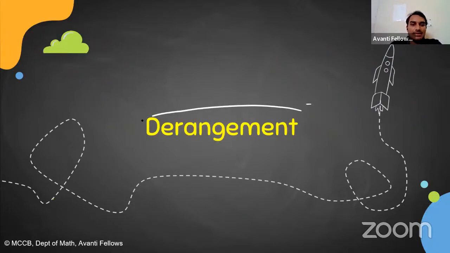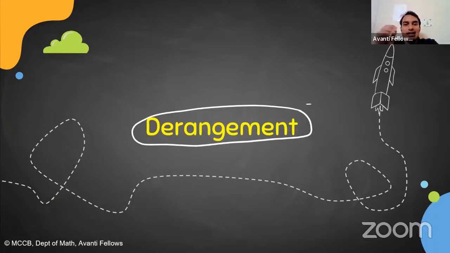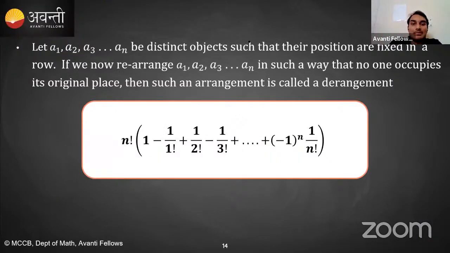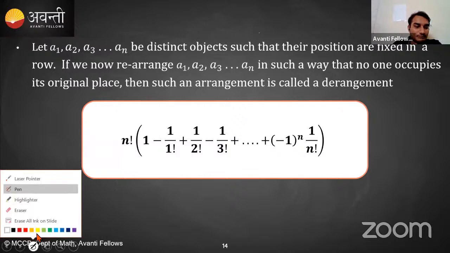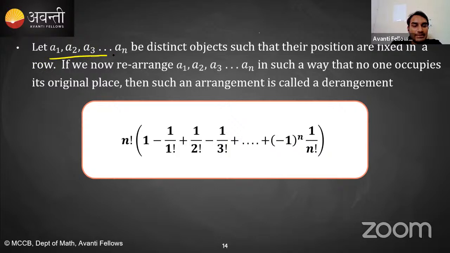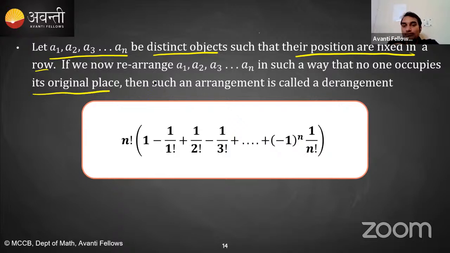Derangement. JEE में only you have to remember just the formula. Just formula remember करना है. It's just the last part, very small topic, formula based questions आते हैं इस पे direct. Derangement का meaning क्या है? First of all, you should understand that let A1, A2, A3 up to An be distinct objects, so there are n distinct objects such that their positions are fixed in a row. Now rearrange A1, A2, A3, up to An in such a way that no one occupies its original place. Such an arrangement is called a derangement.